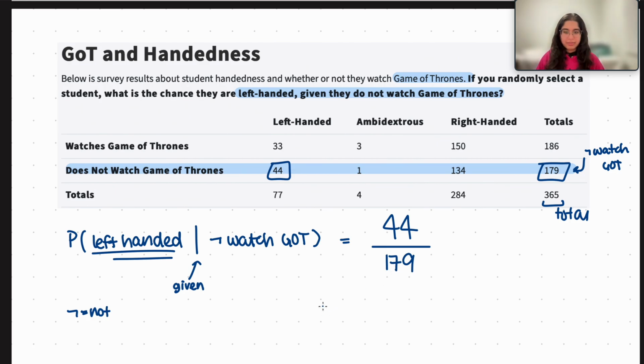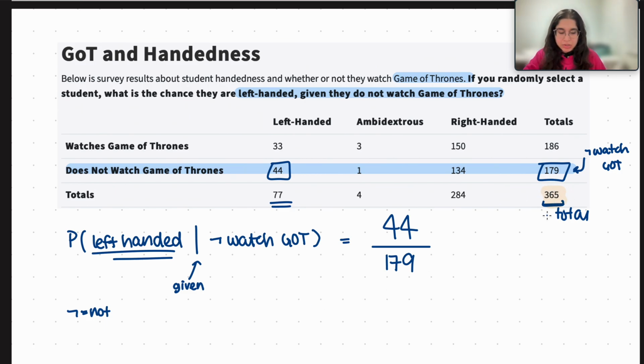Now, a very common mistake that students make is actually saying maybe 77 out of 365 or 44 out of 365. They end up using the wrong total. So here, we're not actually picking out of all 365 students, right? Remember that over here are 365 students. That's actually the total number of students that I have in my entire sample. But this question only wants us to focus on the students who do not watch Game of Thrones.